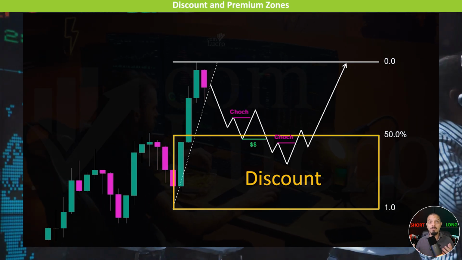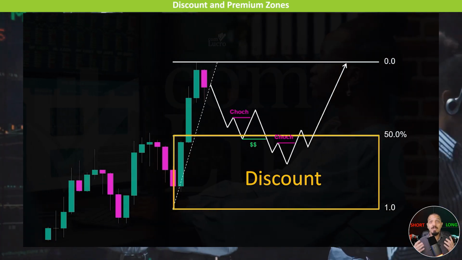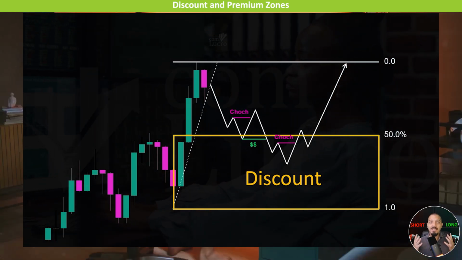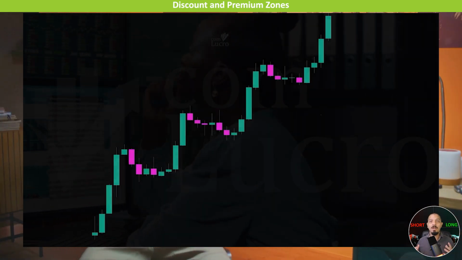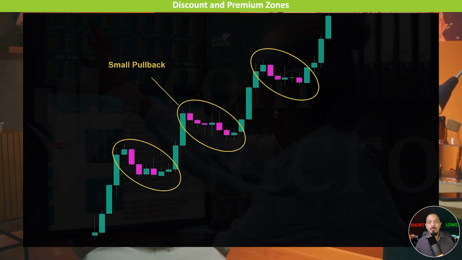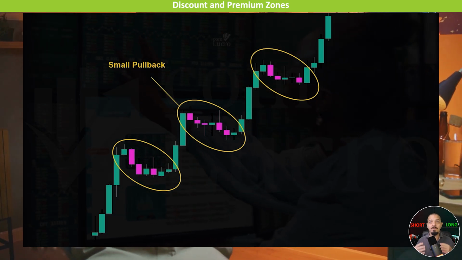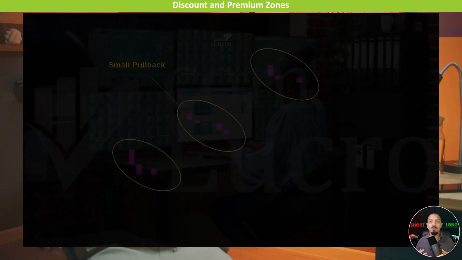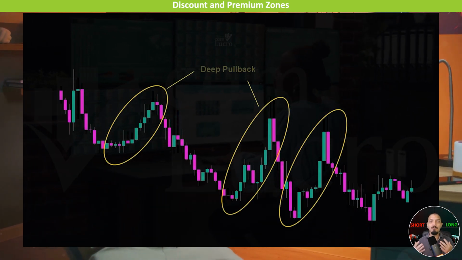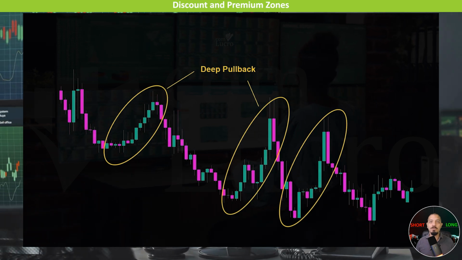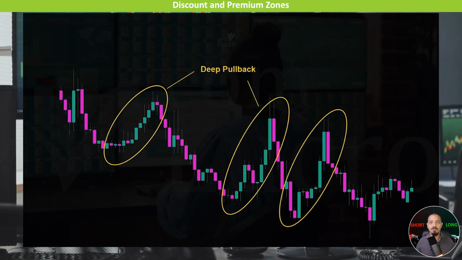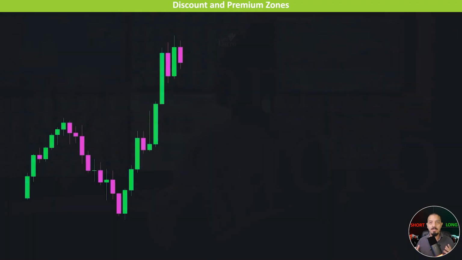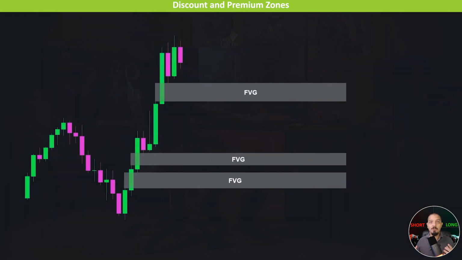The best way to predict whether we're going to have a small correction or a large one is by observing the previous market behavior. In strong trends, we usually have small pullbacks with significant momentum. Conversely, in trends with deep retracements, we expect a larger correction compared to strong markets. The same concept is valid with the optimal trading zones. In this example, if we look at the left-hand side, we can identify 3 fair value gap areas.